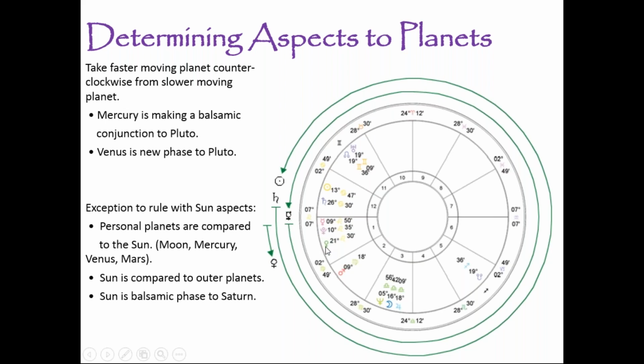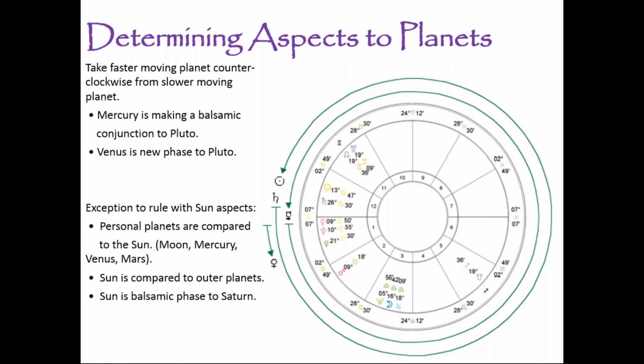If we would look at Pluto and Venus, following this little outer line here, we'd start with Pluto. We go counterclockwise to Venus, and Venus is new phase to Pluto. Phasal relationship without an aspect.